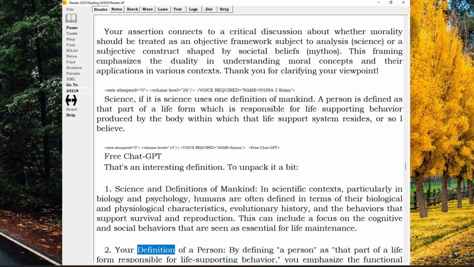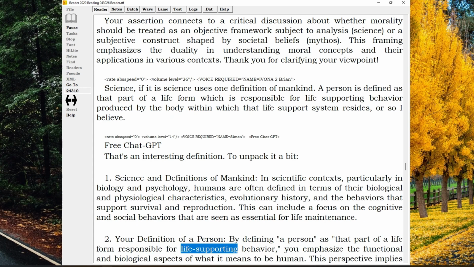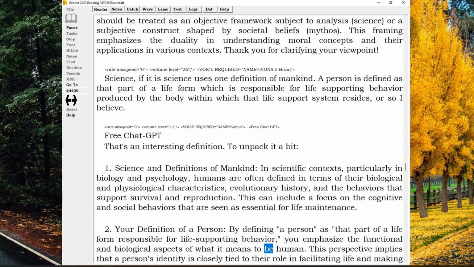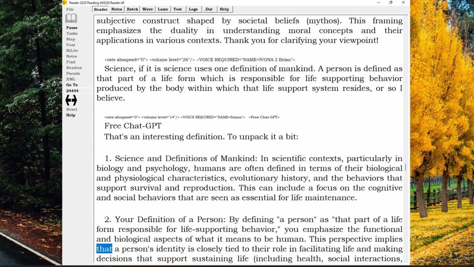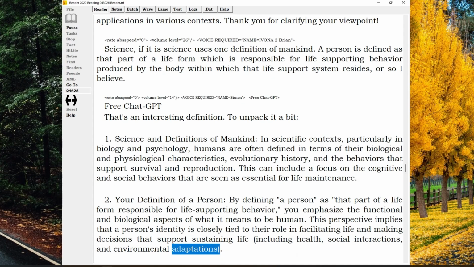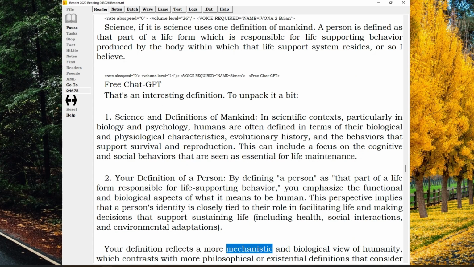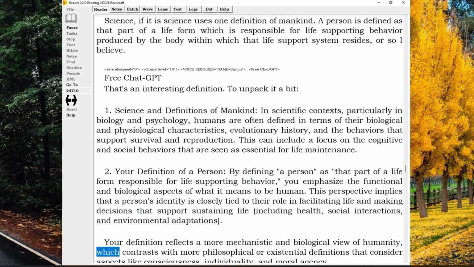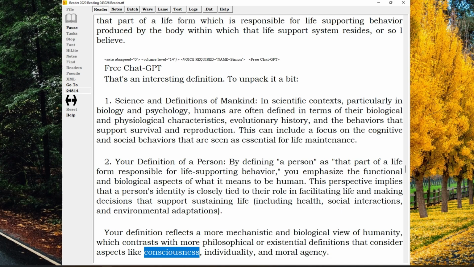2. Your definition of a person. By defining a person as that part of a life form responsible for life-supporting behavior, you emphasize the functional and biological aspects of what it means to be human. This perspective implies that a person's identity is closely tied to their role in facilitating life and making decisions that support sustaining life, including health, social interactions, and environmental adaptations. Your definition reflects a more mechanistic and biological view of humanity, which contrasts with more philosophical or existential definitions that consider aspects like consciousness, individuality, and moral agency.